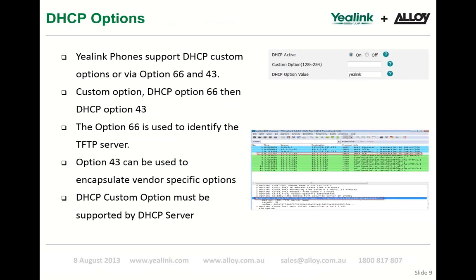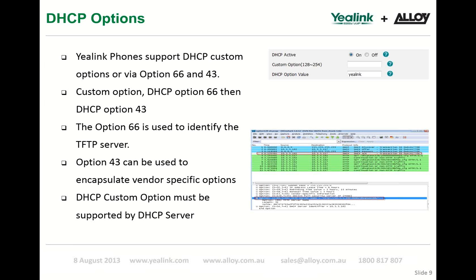Okay, moving on to DHCP options. Another method of configuring or provisioning your IP phones is via DHCP options. We have 3 different options here. We can use DHCP custom options, we can use DHCP option 66, and we can also use DHCP option 43. If you are using DHCP custom options, you need to make sure that you specify the custom option that you have configured on your DHCP server in the web interface of the Yealink phone.